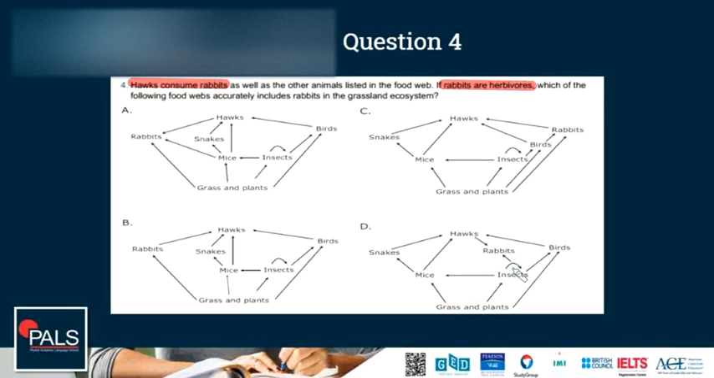Rabbits need to be connected to plants and not to insects, so the correct answer here must be answer B. We have an arrow going from grass and plants to rabbits. They are herbivores and they are eaten by hawks only, according to the information in the text above. All right, let's move on to the next question.